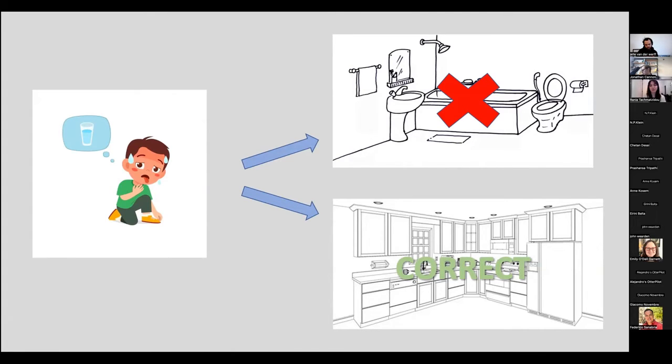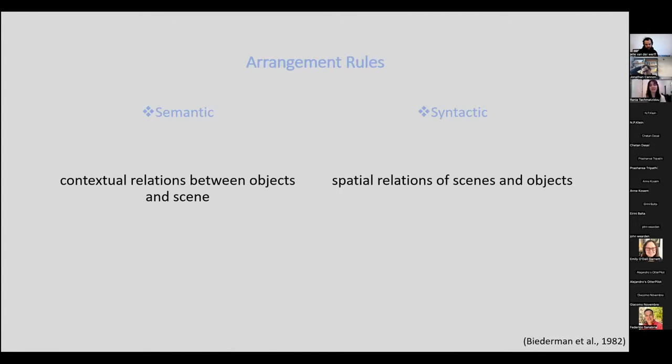And what I wanted to say with this is that the arrangement of objects in the world is not random, but it follows a few rules. There are rules that have to do with the contextual relations between objects and scenes, and these are the semantic rules. And there are also rules about the spatial relations of scenes and objects, which are the syntactic rules.